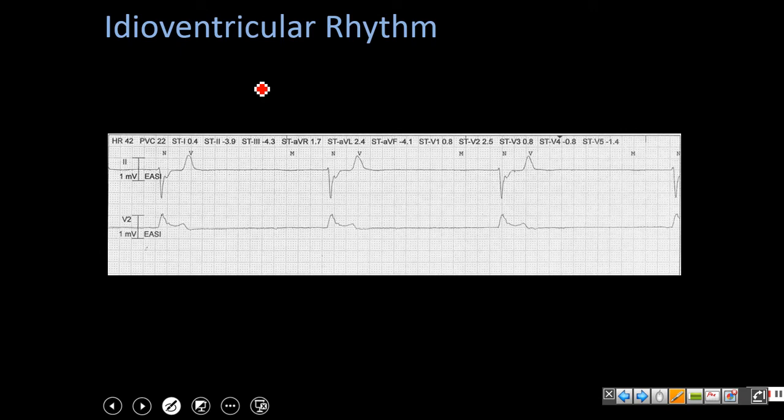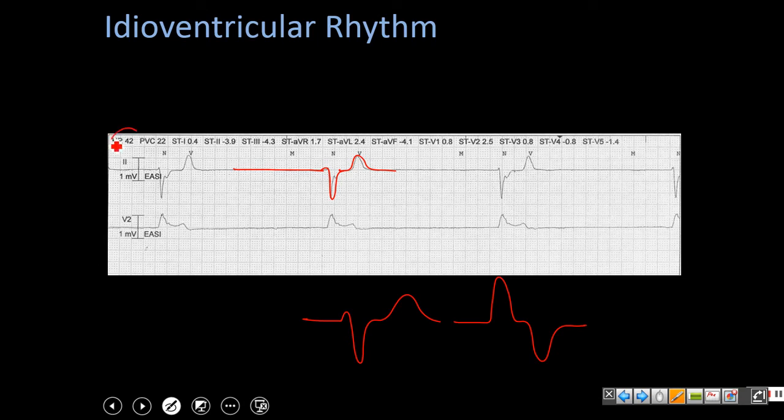Here's an example strip of IVR. So you can see there's no P waves anywhere. The QRS is inverted, and it's very wide. The T wave is still upright. And that's what you see in a lot of these ventricular rhythms: the QRS is often inverted by comparison to the T wave. So you may have an inverted QRS and an upright T wave, or you may have an upright QRS and an inverted T wave. Often those two are reversed.